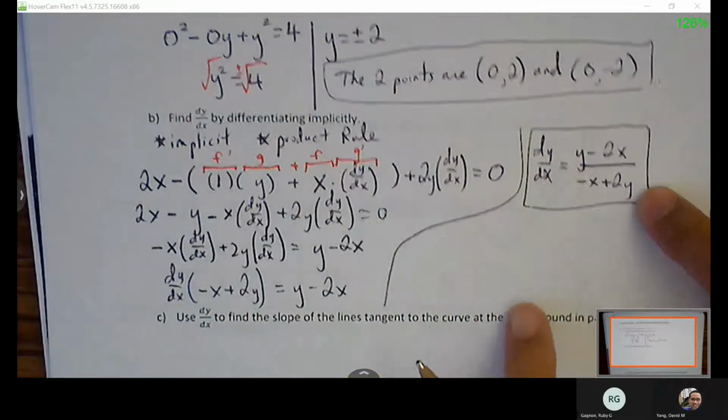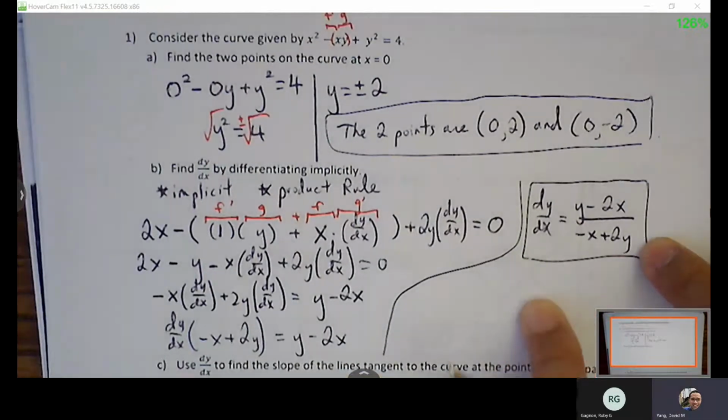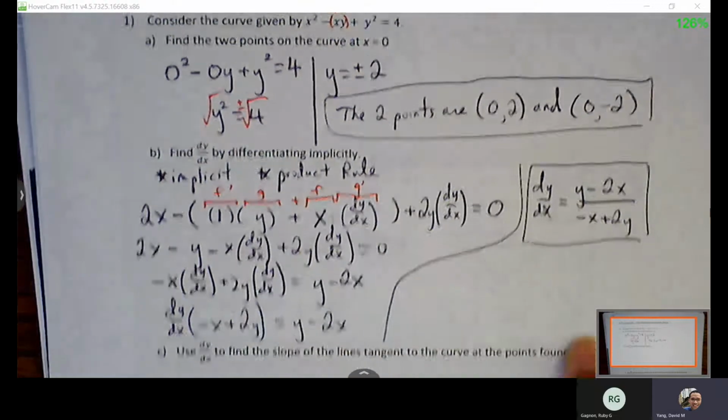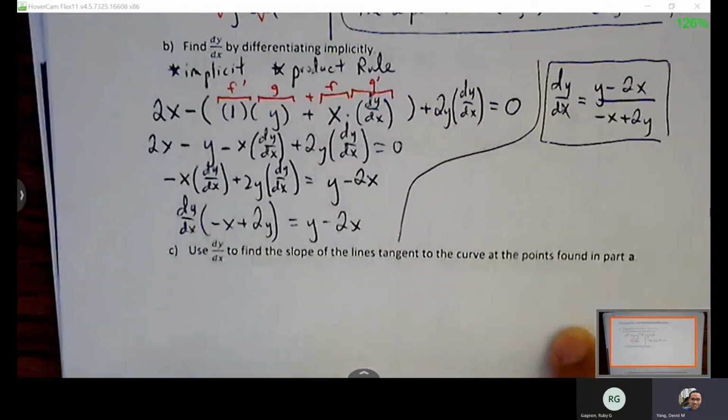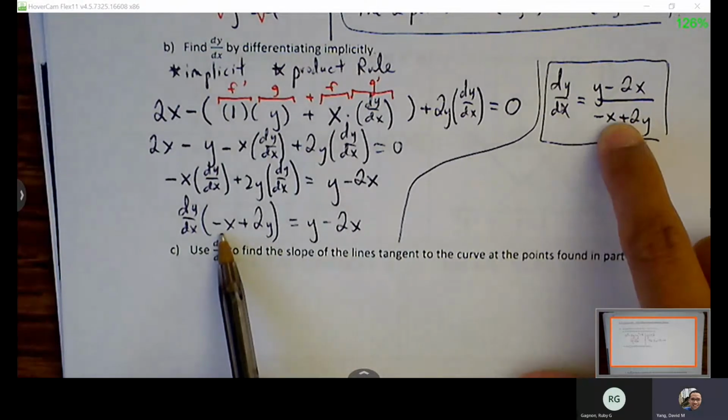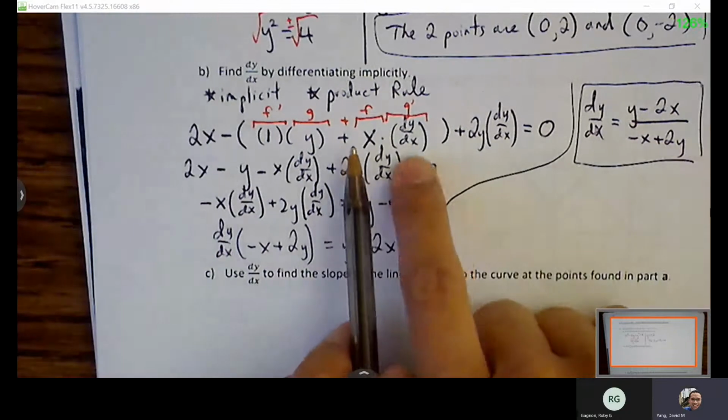Okay. Any questions here? So, what's the negative x? Why is it negative? This part here. Yeah, like when you first combine them. Oh, right. Why is it negative?